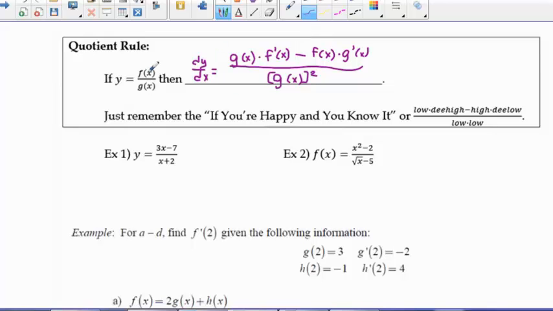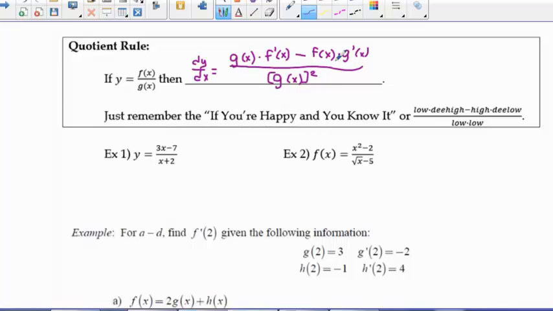So if you have a quotient, f over g, then the derivative is the bottom times the derivative of the top minus the top times the derivative of the bottom. For the rest, you won't be scared. It's all over the bottom square. This is calc, this is calc, this is calc.